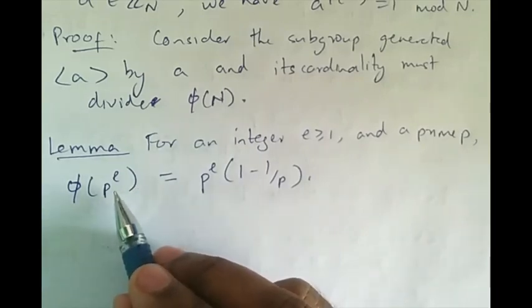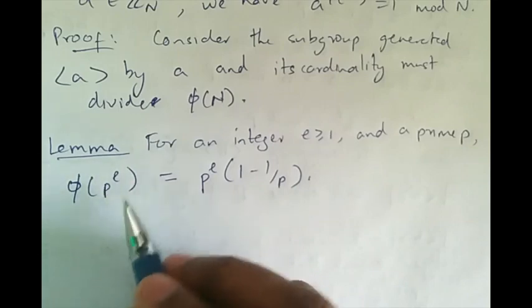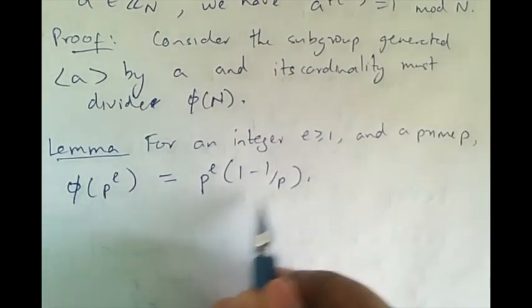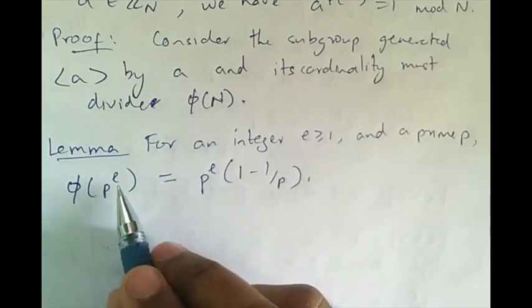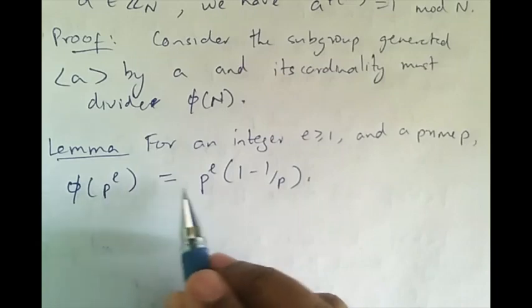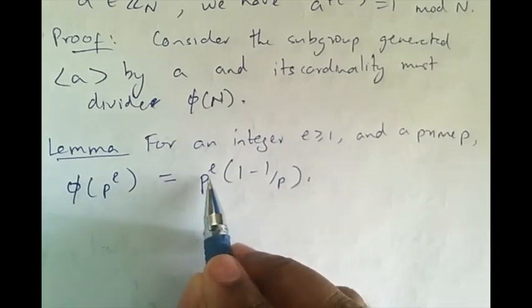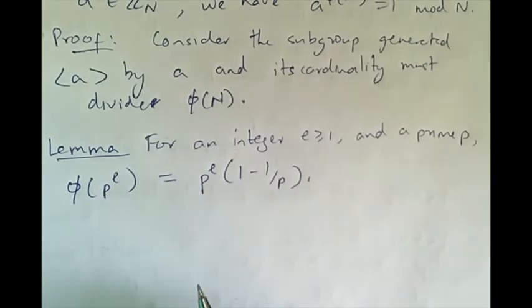And why is this interesting? So when n is p to the e, the cardinality of the group Zn star will turn out to be this integer here. So for e equals 1, we already saw that. So if e is 1, p to the e is a prime, and phi of p was just p minus 1. So here p to the 1 will be p into 1 minus 1 by p, so p minus 1.